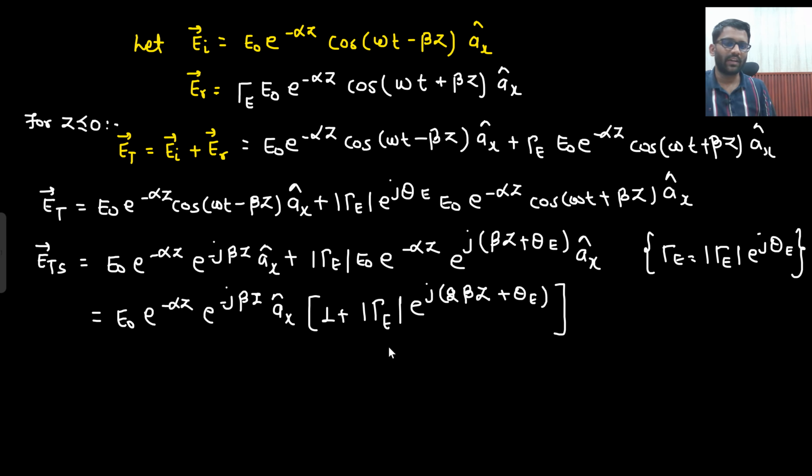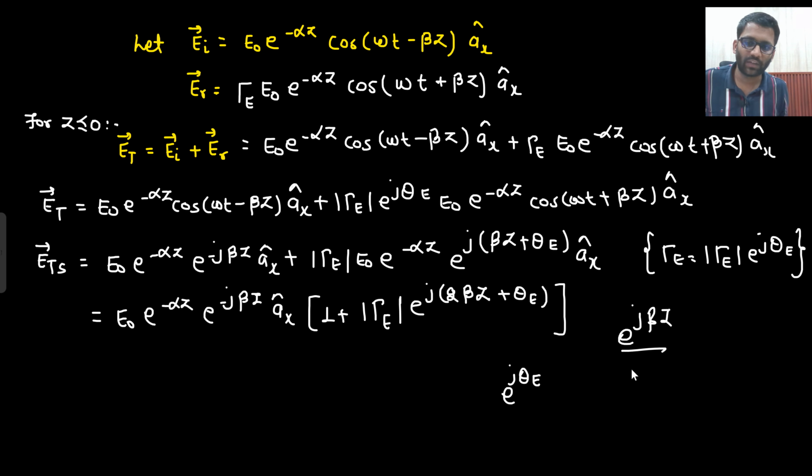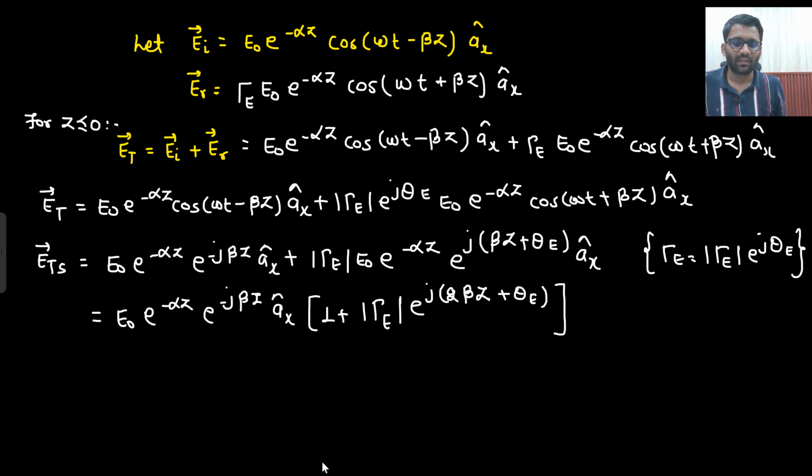Did you understand this point? What did I do? This part I took common, so 1 was left here. Now what I did not pick: mod of gamma E. Then e to the power minus alpha z is gone, e naught is gone. Then e to the power j theta is also left. And here it is e to the power j beta z, so that will be divided by e to the power minus j beta z. So what you will get? E to the power j(2 beta z plus theta E). You do not need to mug up this derivation. Just for the theory purpose we are writing it down.